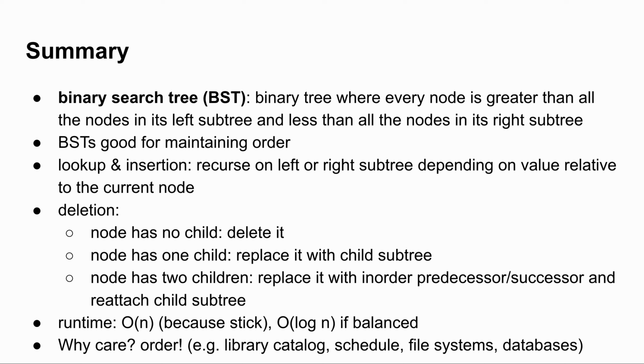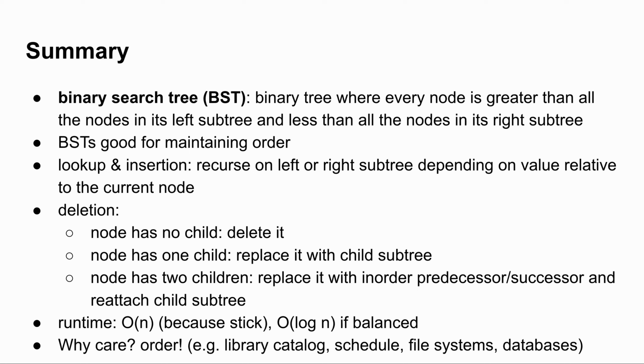For now, let's summarize what we've learned today. We learned that a binary search tree, or BST for short, is a binary tree where every node is greater than all the nodes in its left subtree and less than all the nodes in its right subtree. We learned that binary search trees are good for maintaining order. For lookups and insertions, we recurse on the left or right subtree depending on the value relative to the current node. For deletion, we looked at 3 cases.